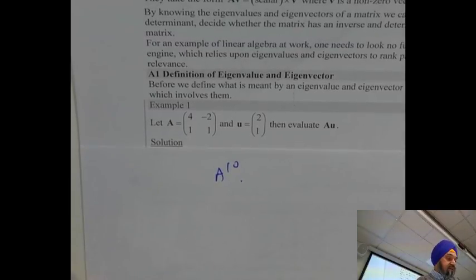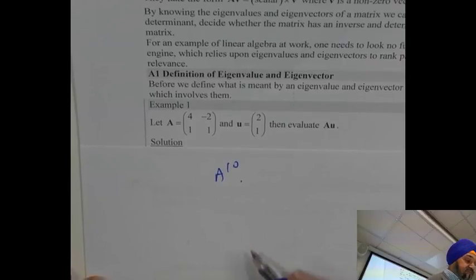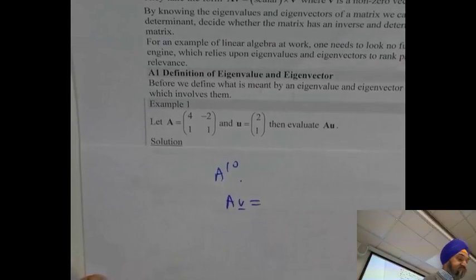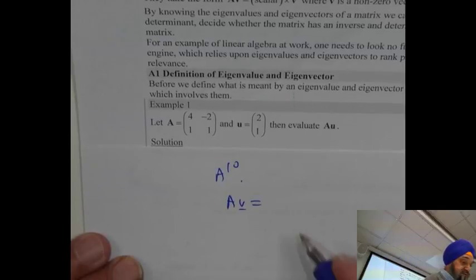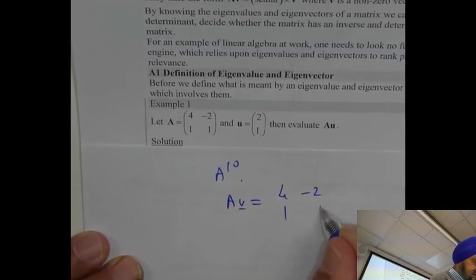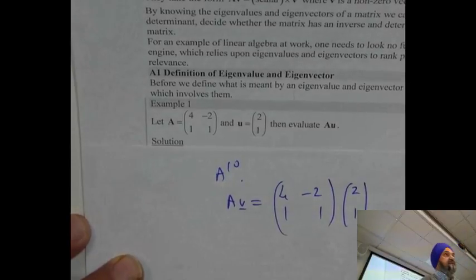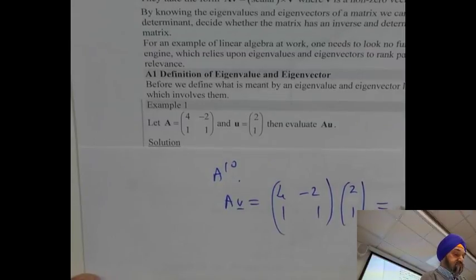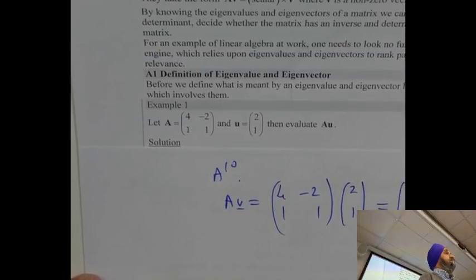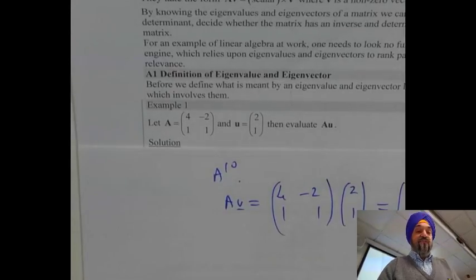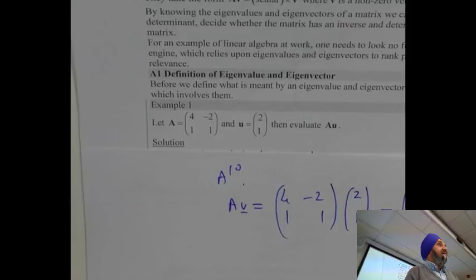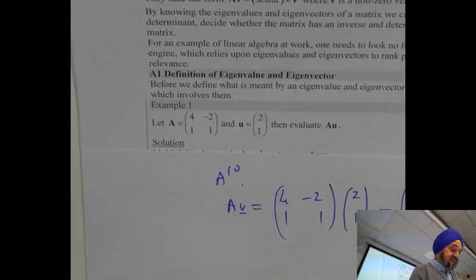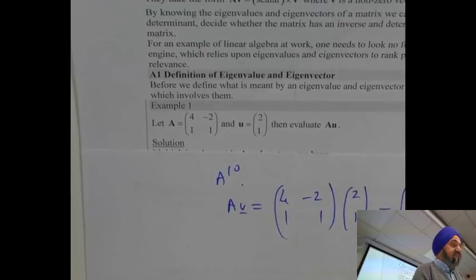Anyway, let's find this. Matrix A times V gives me what? I multiply this out. What do I get? AV is equal to what? 4, minus 2, 1, 1, times 2, 1. Okay, what do I get if I multiply this matrix out? Come on, you're not going to tell me you don't know how to multiply. What do we get? So you get 6. Yeah, 4 times 2 is 8, minus 2 gives you 6. And you get 3.